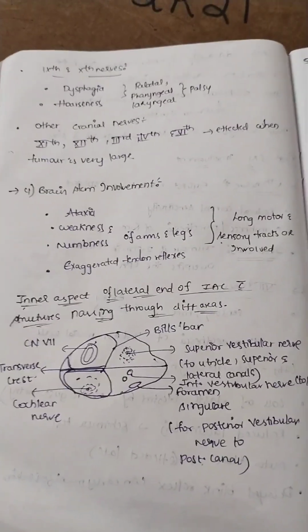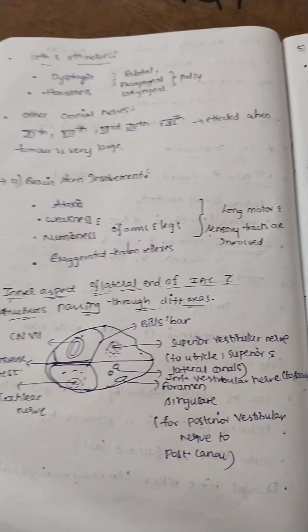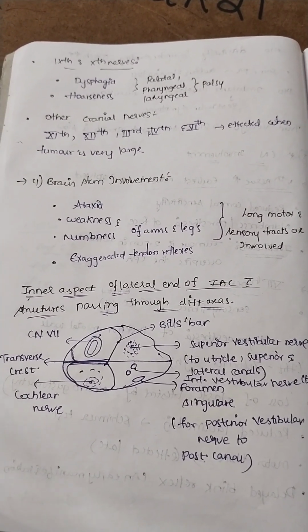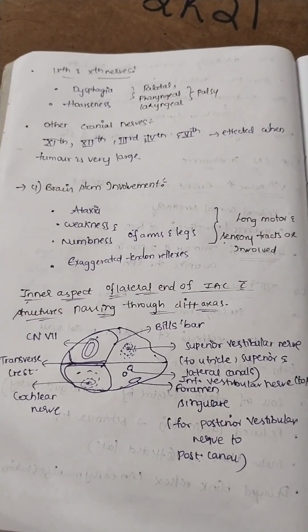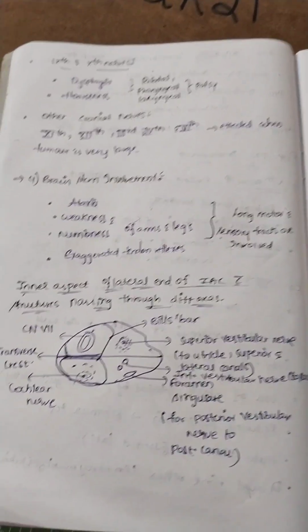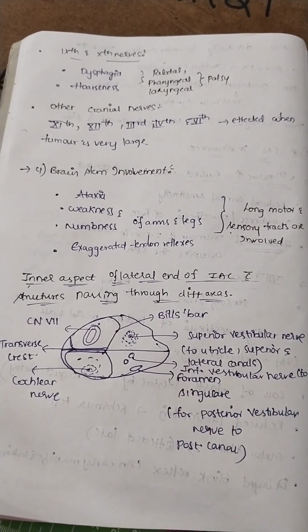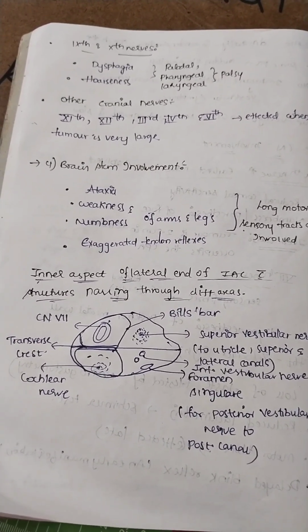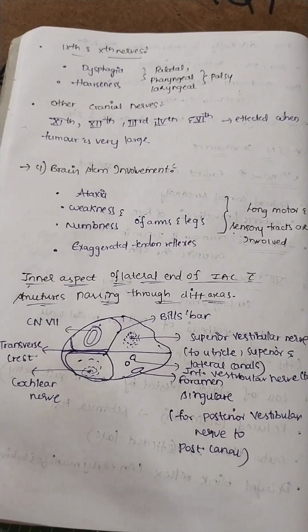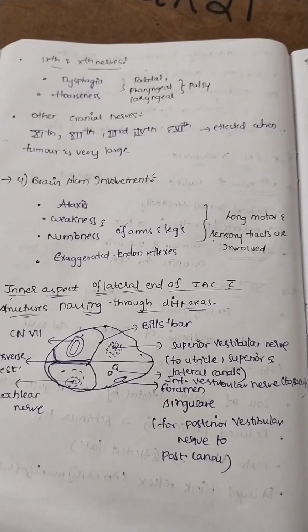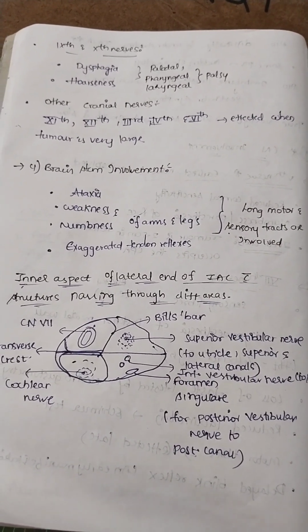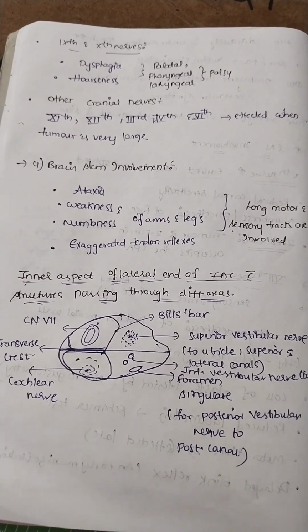And if the ninth and 10th cranial nerves are involved, the ninth nerve is glossopharyngeal and the 10th is vagus. They are mainly involved in the pharyngeal, laryngeal and palatal reflexes. So palatal, pharyngeal and laryngeal palsy occurs. The patient will complain of dysphagia and hoarseness of voice: hoarseness because of laryngeal palsy, dysphagia because of palatal and pharyngeal palsy. Other cranial nerves, 11th, 12th, 3rd, 4th and 6th, are affected when the tumor is very large.